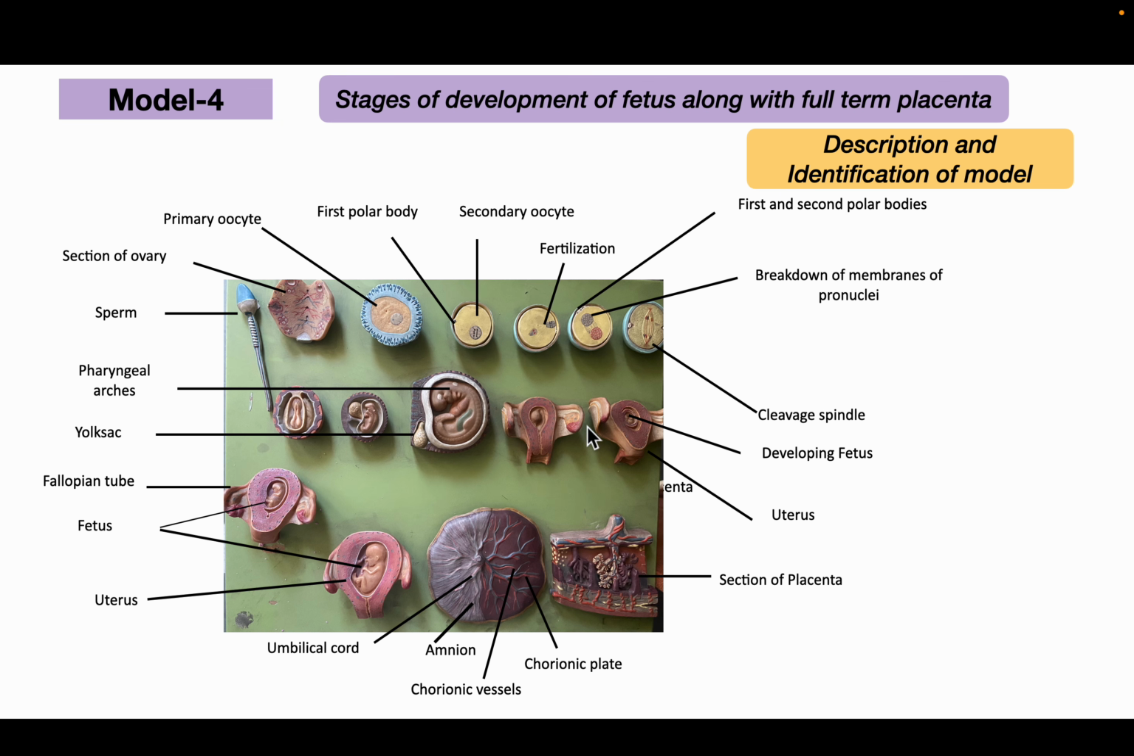This is the fallopian tube, this one is the fimbriated end of the fallopian tube, and this is the ovary, you can see. So this is the fallopian tube. Now development of the fetus is shown.